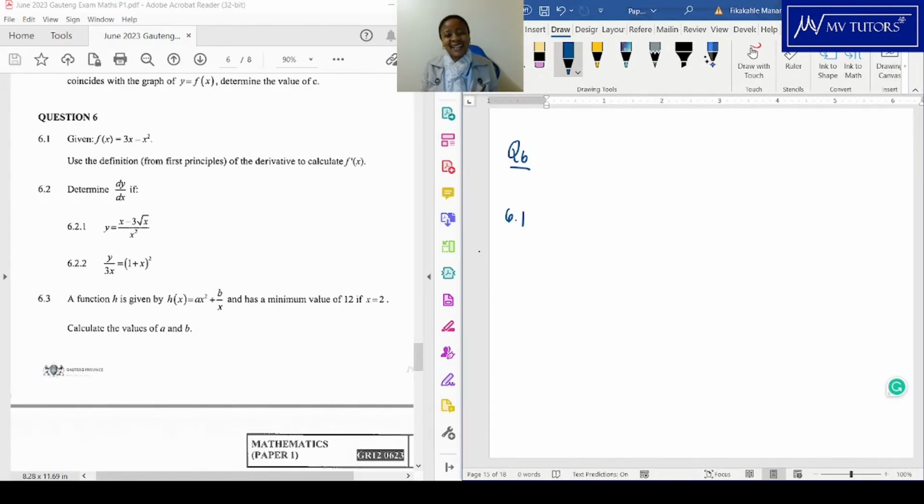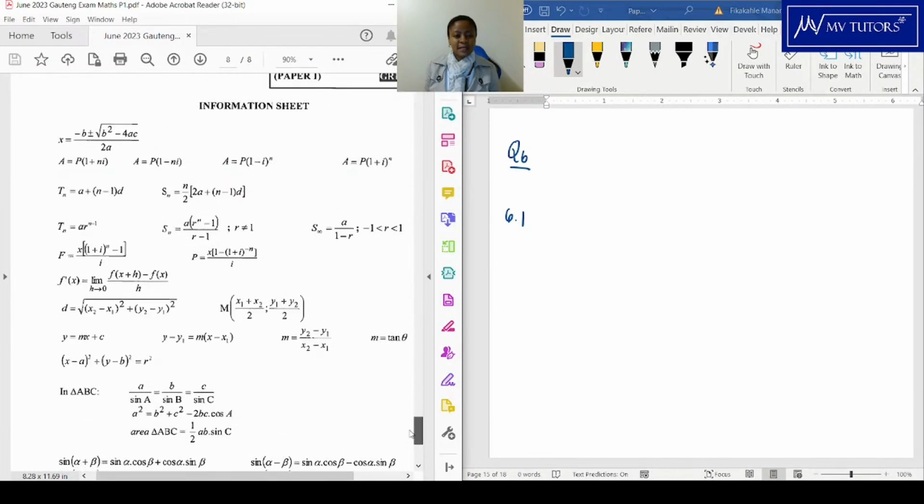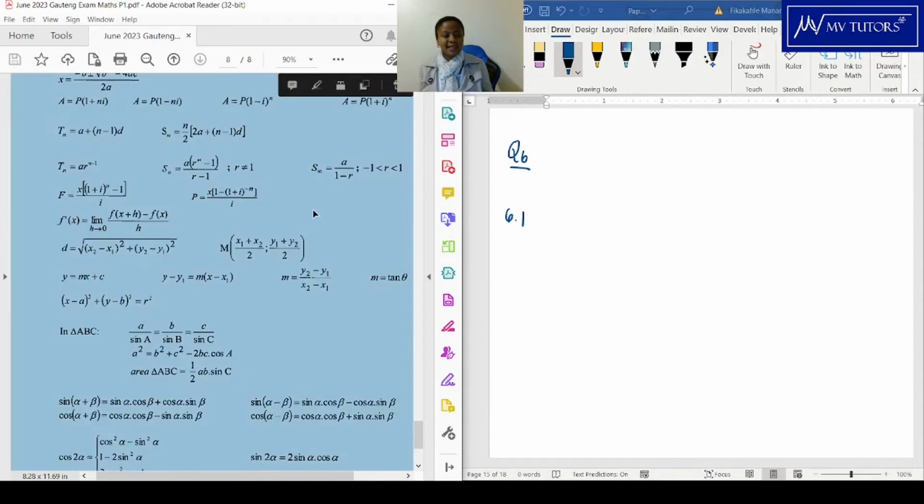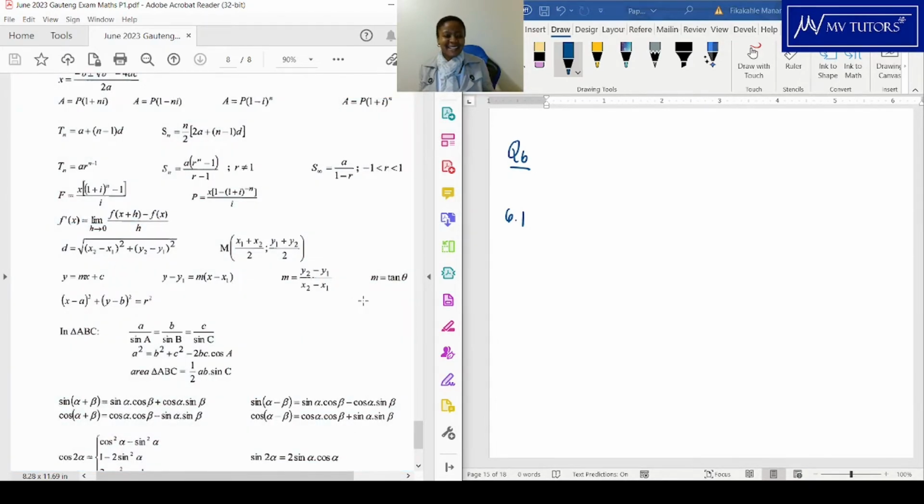How we practicalize calculus. So let's look at 6.1. It says given f of x is equal to 3x minus x squared, use the definition from first principles of the derivative to calculate the first derivative of the function f. Okay, so if you have forgotten what the formula you're going to use is, it's simply this one over here. All right. Okay, let me select everything.